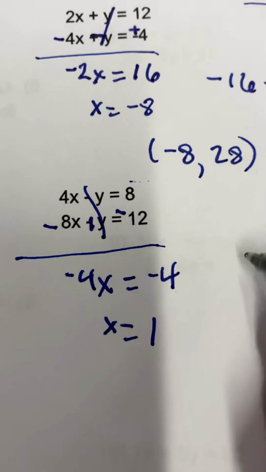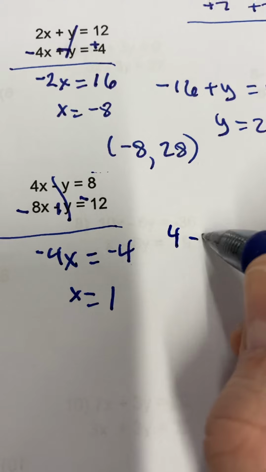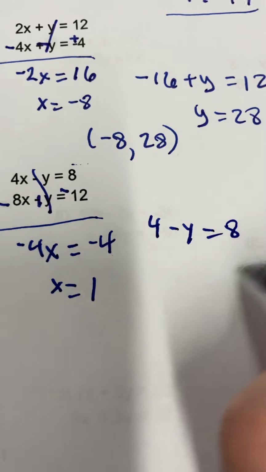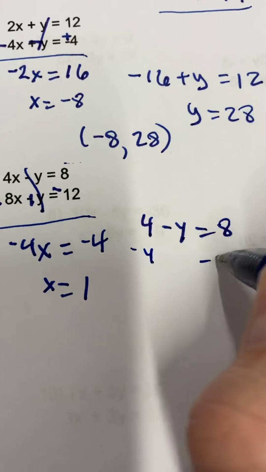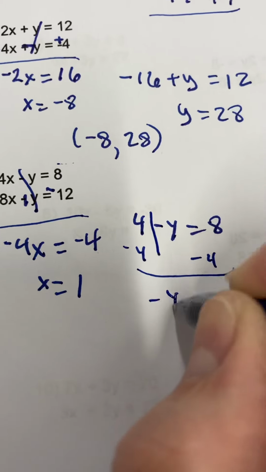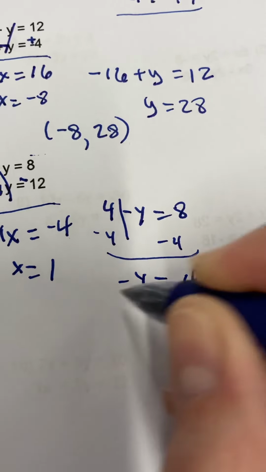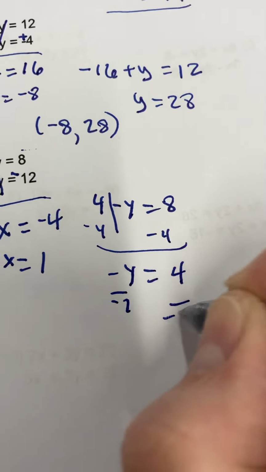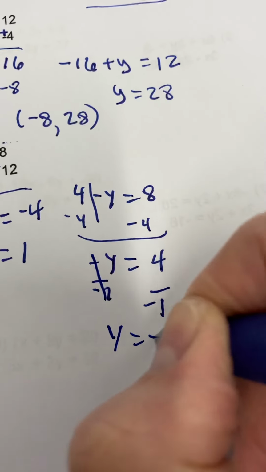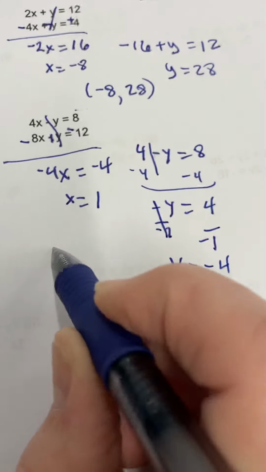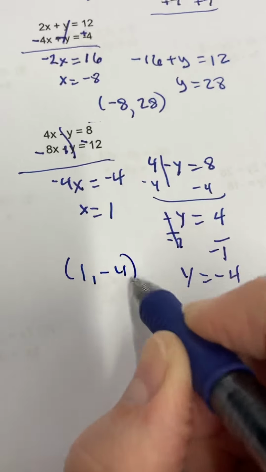I'm going to stick a 1 up into the top. So 4 times 1 is 4. I'm going to subtract the 4 over. I get -y is equal to 4, dividing both sides by that -1 that's right here, and I get y to equal -4. So my answer is 1, -4.